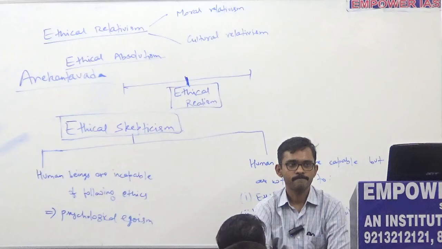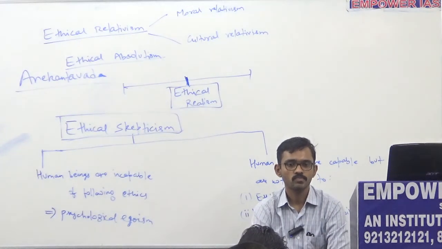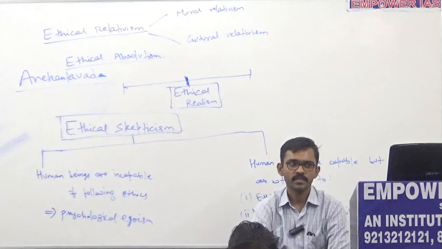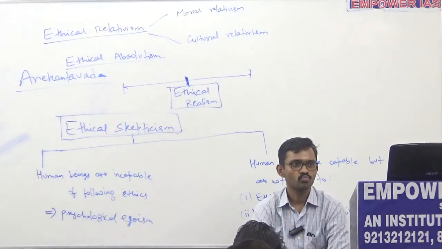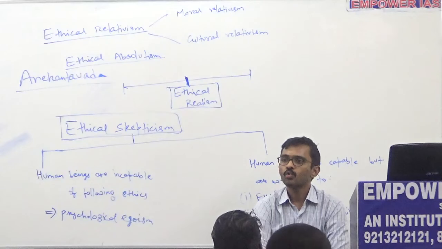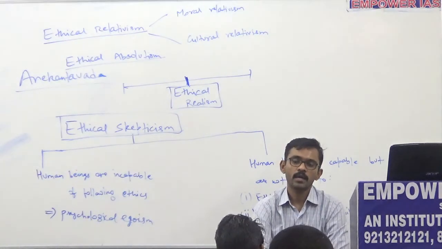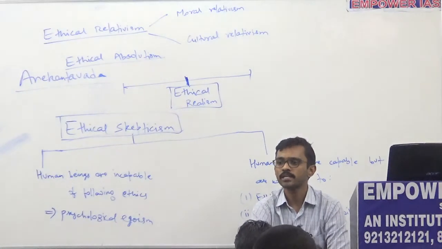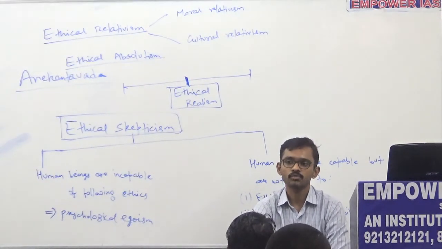Second, the purpose of the action. And third, the circumstances of the action. So whenever you have to assess the accountability of a moral agent, whenever you have to decide or analyze the morality of any action, these three factors have to be considered.